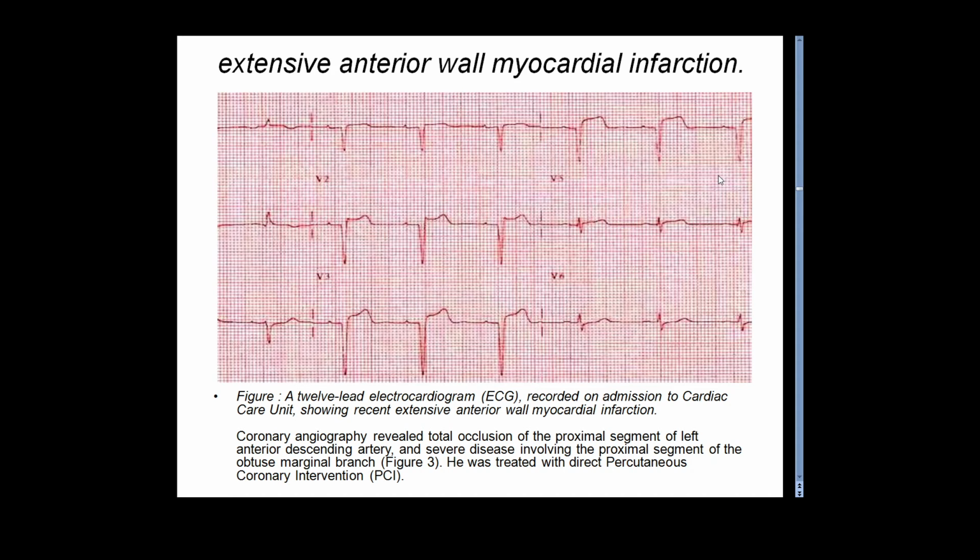Extensive anterior myocardial infarction. We can see ST elevation in first limb lead and ST elevation in chest leads from V1 to V5.